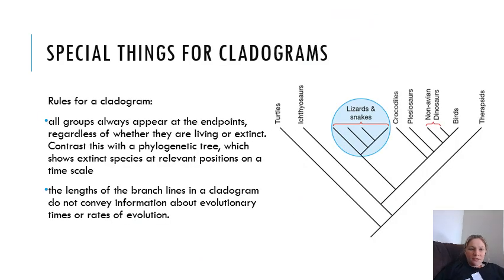As we said before, there's a couple of special things for cladograms. All groups appear at an endpoint, regardless of whether they're living or extinct. This contrasts with a phylogenetic tree because it will also show extinct species at their relative positions on a time scale. The length of branches on a cladogram does not convey information about the evolutionary time periods, whereas on a phylogenetic tree, it does.